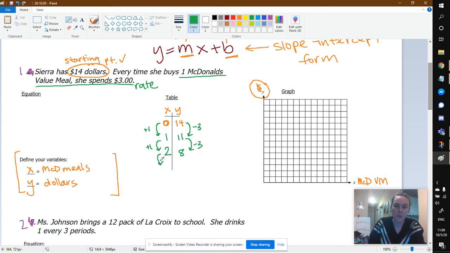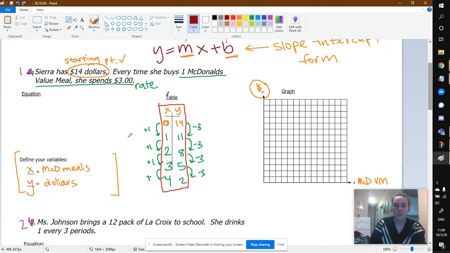Let's do another one just for fun. We add another meal. We spend another $3. And we could keep going. So our table is finished.